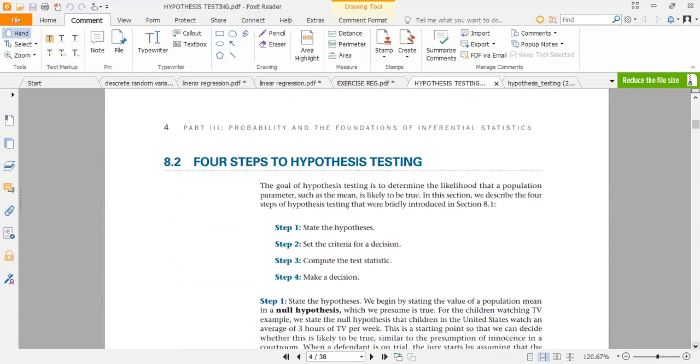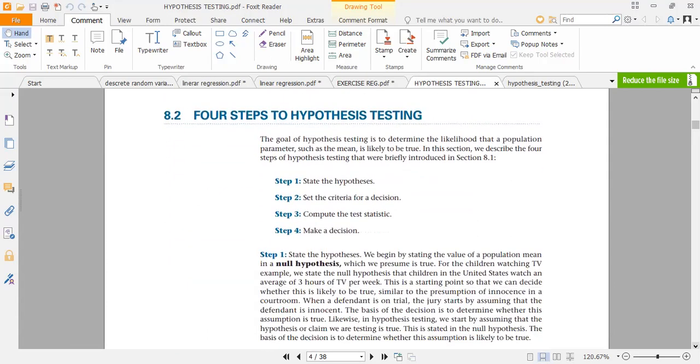Yeah, about 4 or 5 steps are involved in hypothesis testing. Number 1, you need to state the hypothesis itself. Number 2, you need to set up a criteria for testing the hypothesis. Number 3, you need to compute the test statistic. And number 4, you need to make a decision.